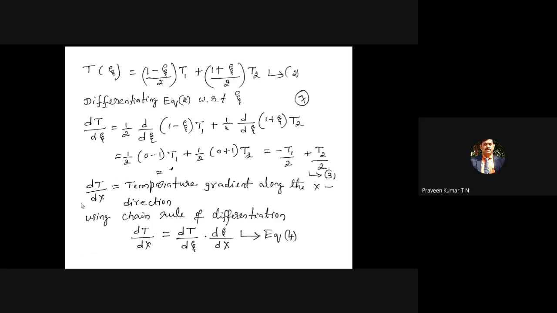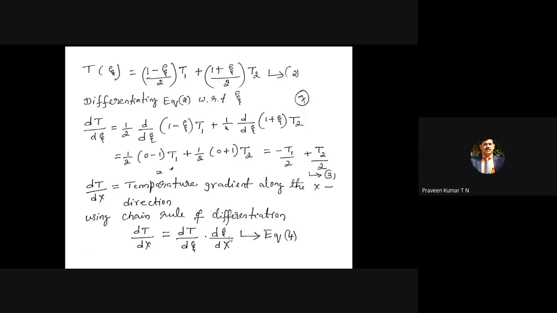By knowing the chain rule of differentiation, you are familiar that dT by dx can be written as dT by d xi into d xi by dx. You use this chain rule in most topics; in a simple way, you are dividing by d xi and multiplying by d xi. We already have dT by d xi as minus T1 by 2 plus T2 divided by 2, so this value is already known to us. Now what we require is d xi by dx.